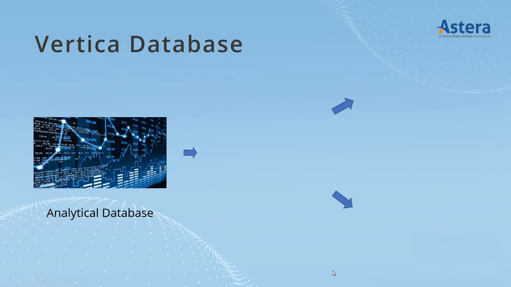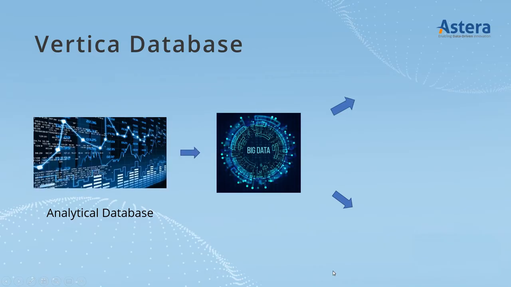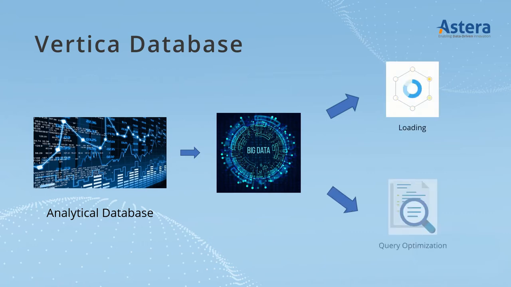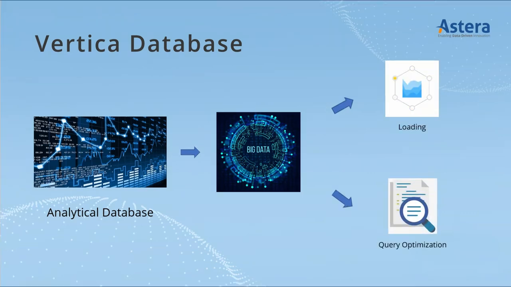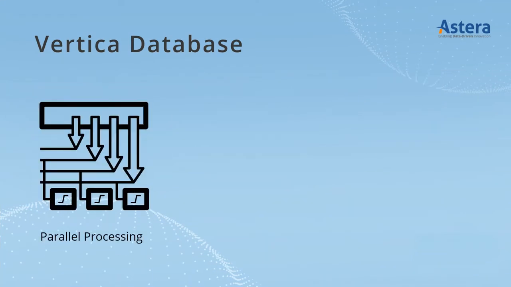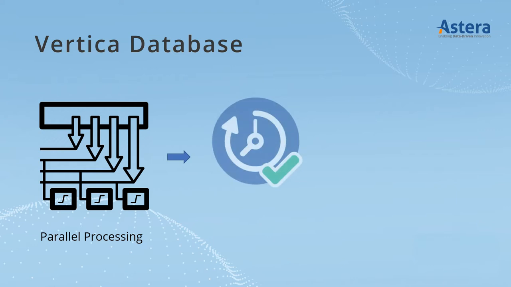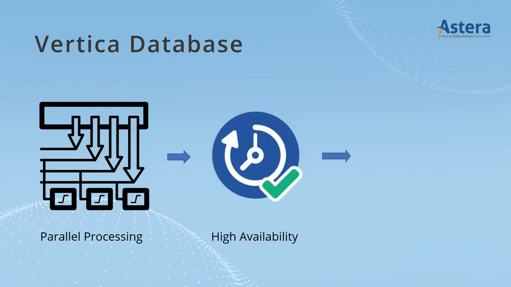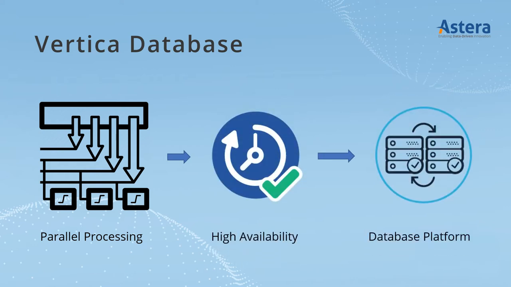Vertica is an analytical database management platform designed to handle large volumes of data that can be optimized for loading and query performance. It has a parallel processing SQL query engine with a high availability architecture that makes it a preferred database platform for medium to large-scale enterprises.